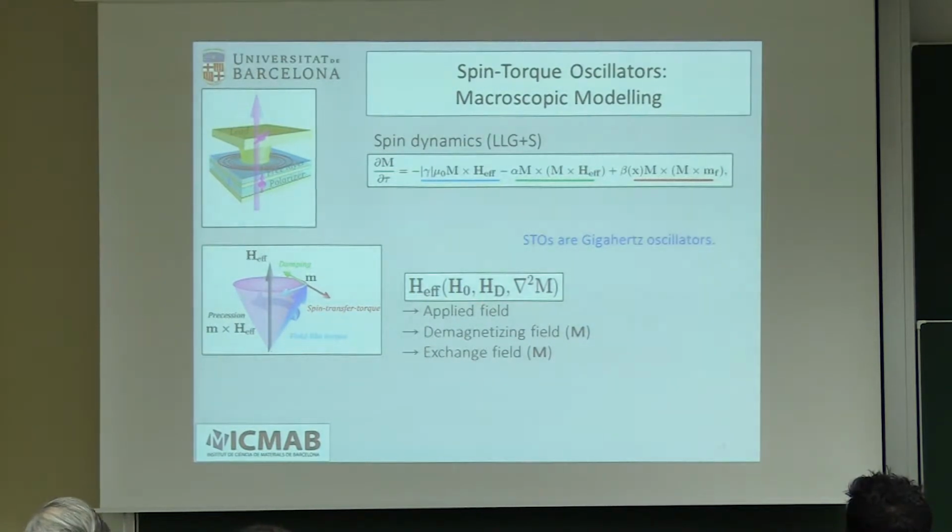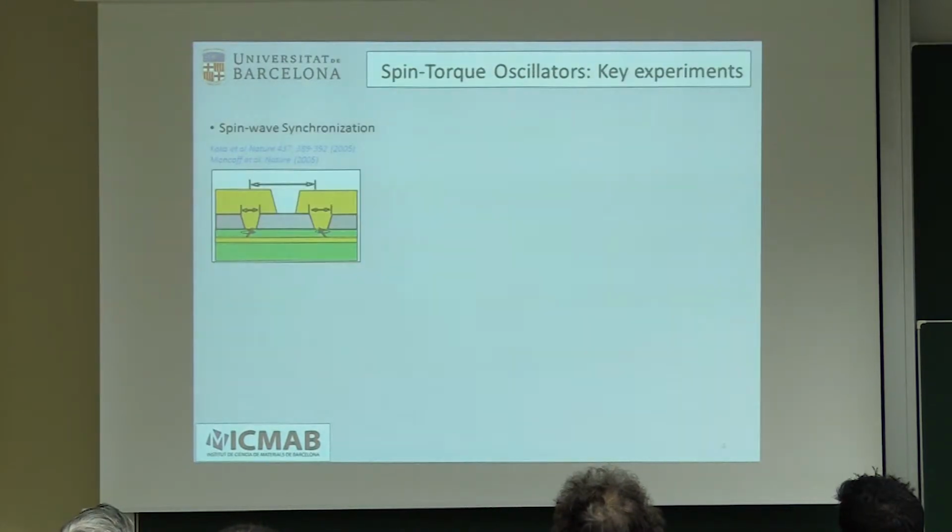This is a key part also for synchronization. If you want to synchronize, they have to see each other, and they have to interact, and they have to be able to change the frequency of the other one. If they have dipolar fields or exchange fields, that's one way you can do that.